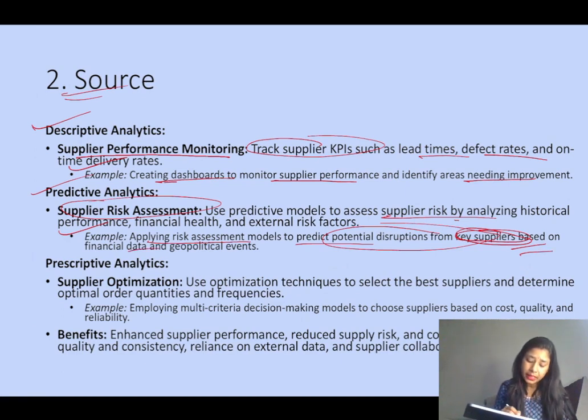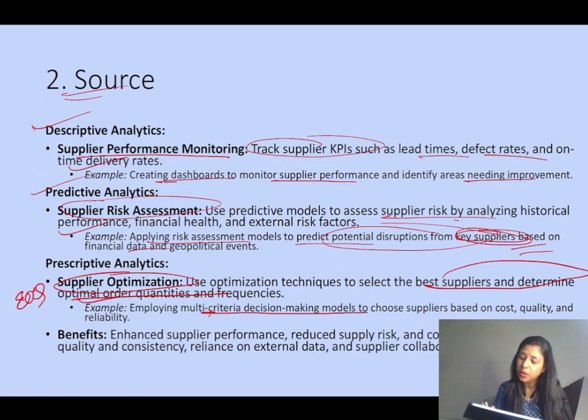Then predictive can be supplier optimization. You can use the technique to select the best supplier and determine the optimal order quantity and frequencies. An example can be, you can apply a multi-criteria decision making model to choose the supplier. You can do a lot of scenario analysis to choose the supplier based on cost, quality and reliability. The benefit will be that it helps you improve supplier performance, reduce supply risk and save cost.